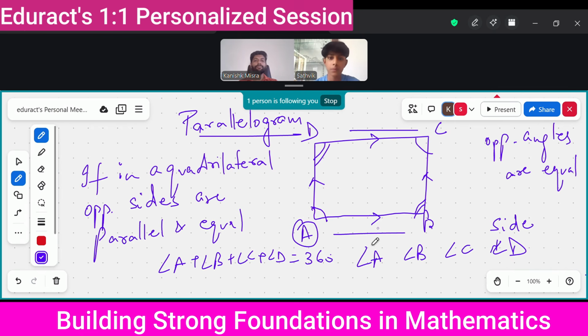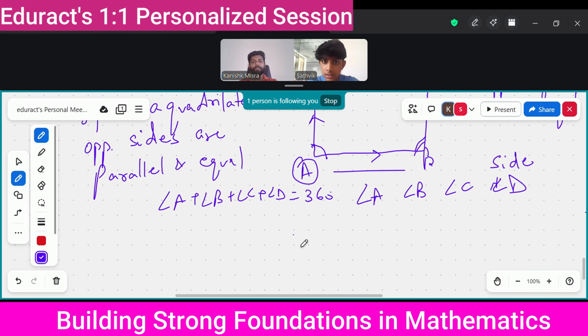I'm saying if the opposite sides are parallel, like AB is parallel to CD and BC is parallel to AD, then that is a parallelogram. This is one property. Another property is that opposite angles are equal. Which are the opposite angles? Angle A and angle C, angle B and angle D. One more property: the sum of adjacent angles is 180 degrees.